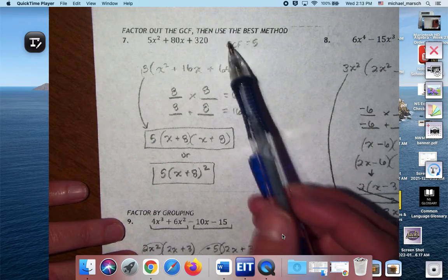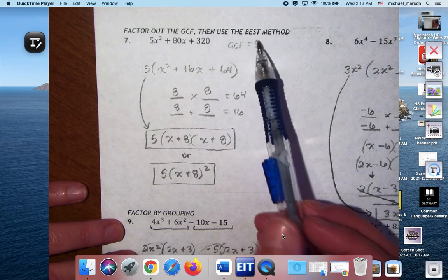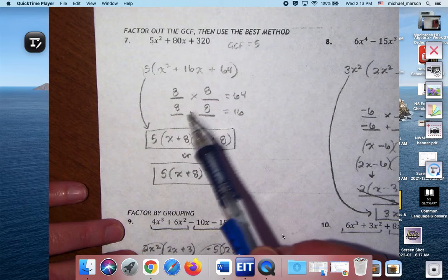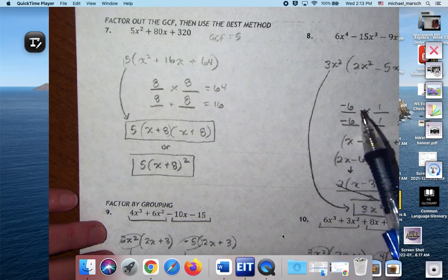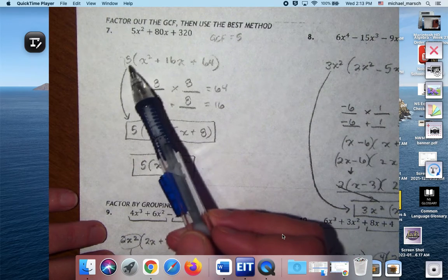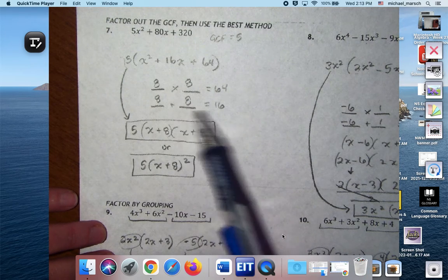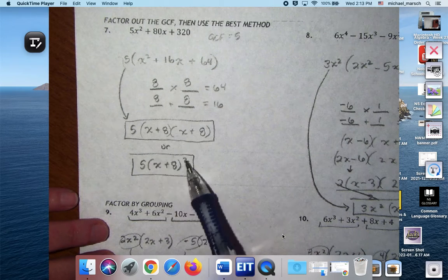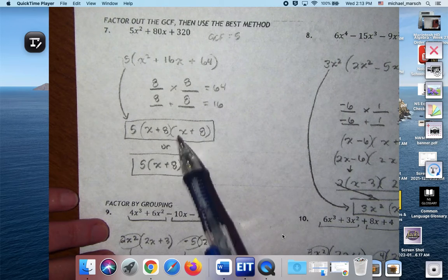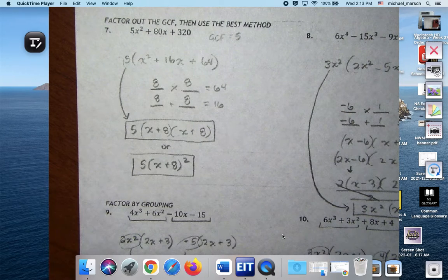Factor out the GCF, then use the best method. So the reason I put here use the best method is because this one is just what times what plus what. But this one you had to use the AC method, right? So you're going to have one of each here on the quiz. 5 was my greatest common factor. What times what equals 64? What plus what equals 16? Now, some people would like to write this as x plus 8 squared. I don't expect you to do that on the quiz. You can if you want to be fancy, but if you just have x plus 8, obviously that's fine, because that's what we've been doing.